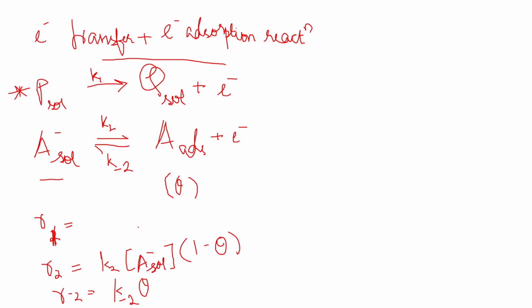Now what will be the rate for the first reaction? That will be nothing but K1 into P solution. In the same way, P solution can get transformed to Q solution only in the places where A is not adsorbed, which corresponds to 1 minus theta. Is this step clear?